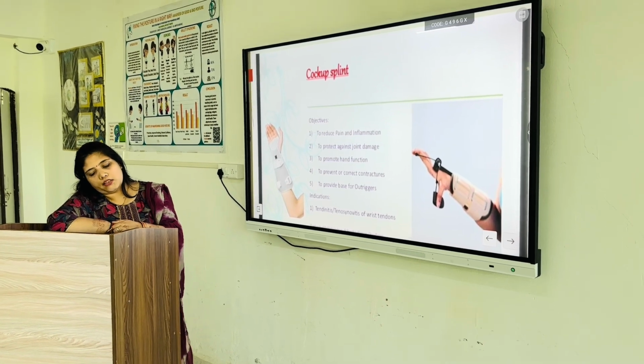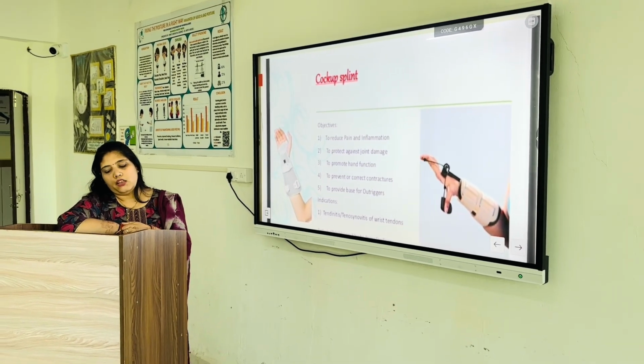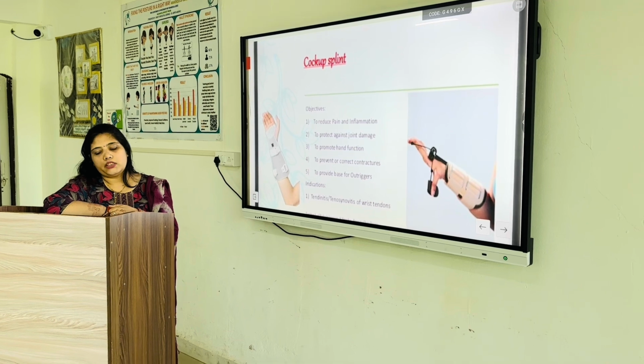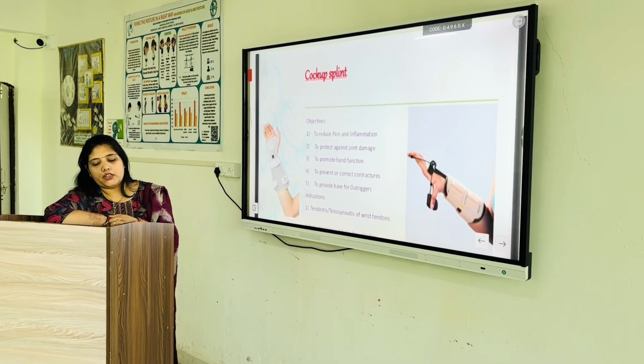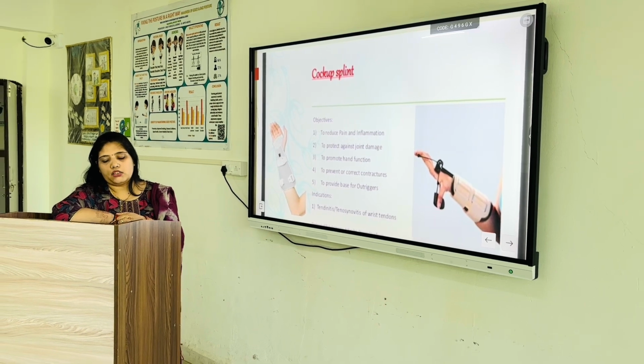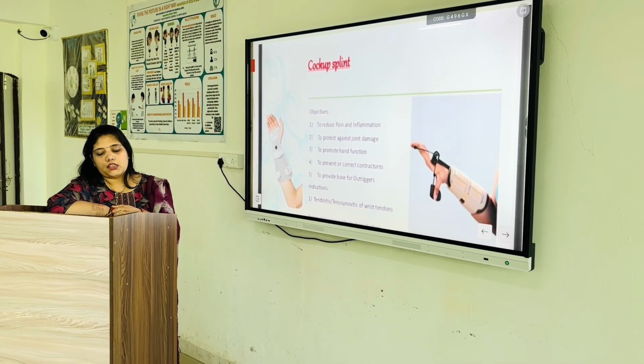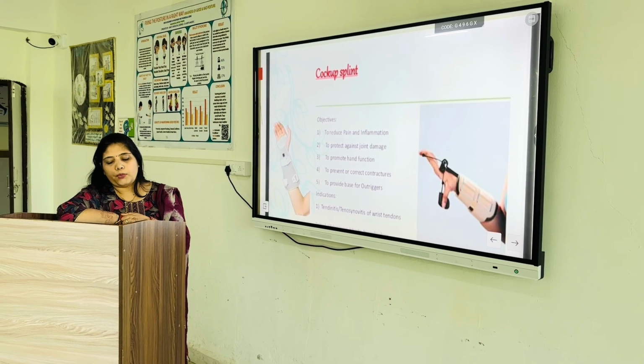The objective of this splint is to reduce pain and inflammation. Second, to protect against joint damage. Third, to promote hand function. Fourth, to prevent or correct contracture. Fifth, to provide a base for outrigger attachments.